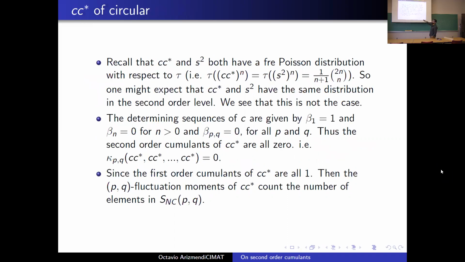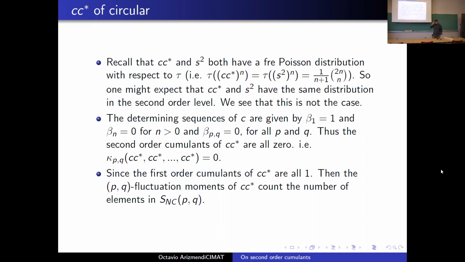Then I can ask about CC star. At the first order level, if I take CC star, I get a free Poisson. This is a Marchenko-Pastur. If I take S squared, it's also Marchenko-Pastur. But at the second order level, I get something different, because the combinatorics of even and odd elements are different. The determining sequence of an R-diagonal, a circular, is B1 equals 1 and Bn equals 0, and then the second order cumulants of CC star are also 0.